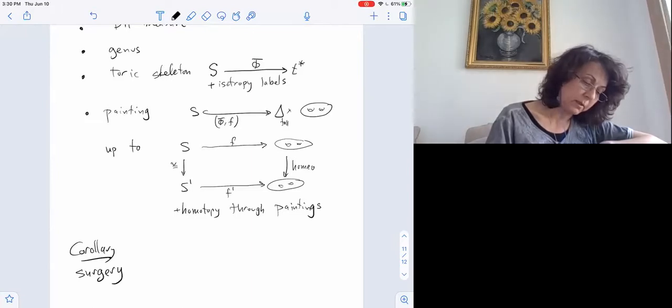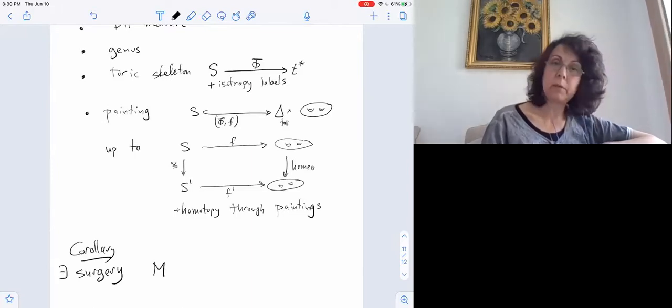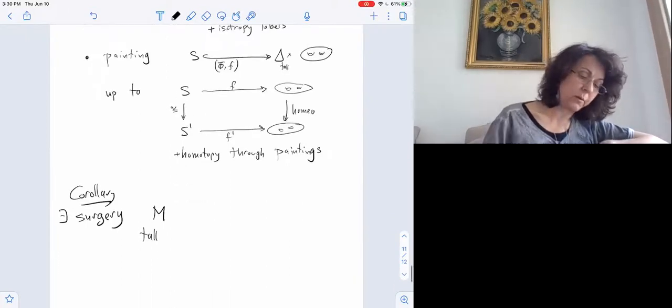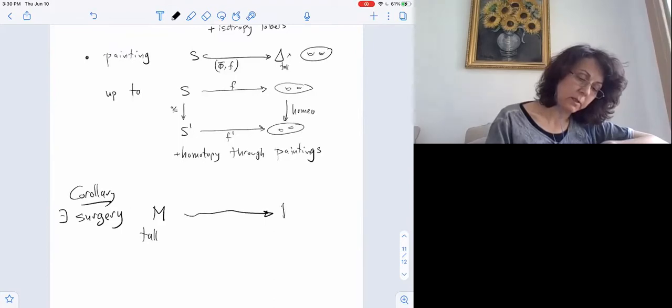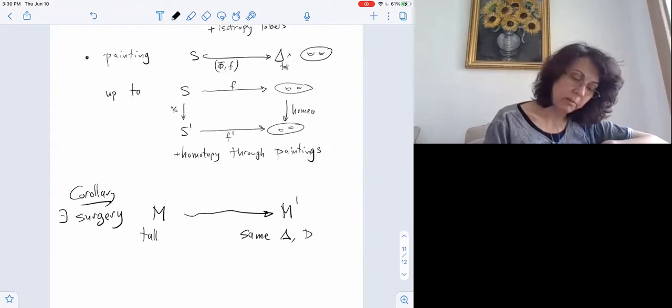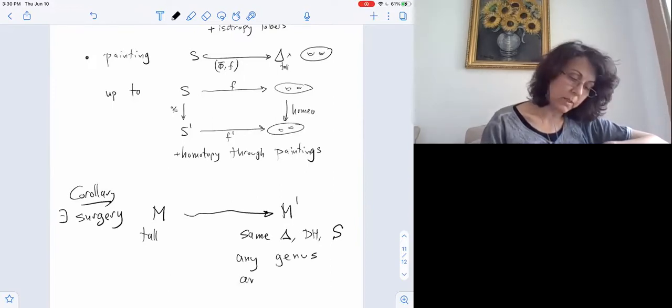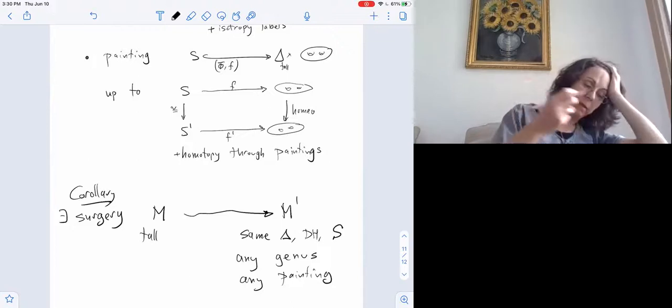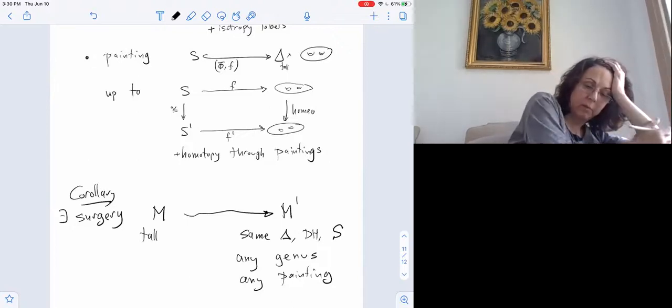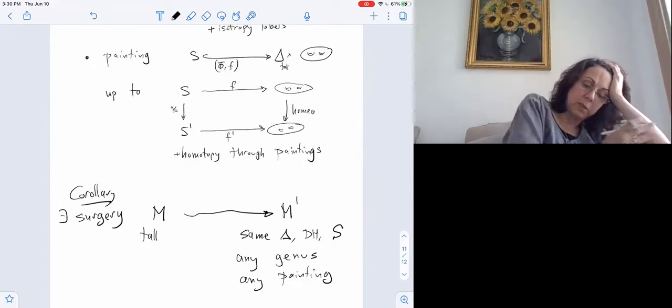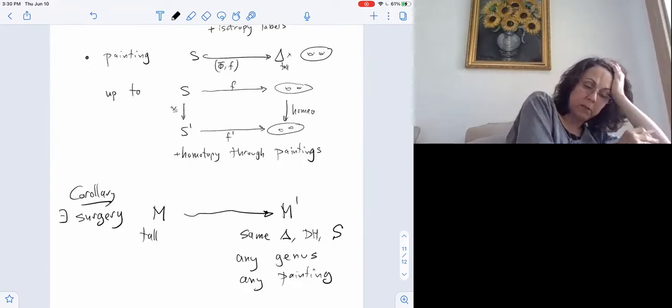So if you start with any complexity one Hamiltonian torus action, let me focus on tall ones, you can always construct other ones that have the same momentum image, the same Duistermaat-Heckman measure, the same skeleton, but where the reduced space can be of any genus. Here it's important that we work in the tall case, and the painting can be any painting. So you can start with something nice, something that maybe you obtained from a symplectic toric manifold by forgetting a piece of the action, and then the genus is 0 and the painting is trivial. But this surgery allows you to then get other genuses and other non-trivial paintings.